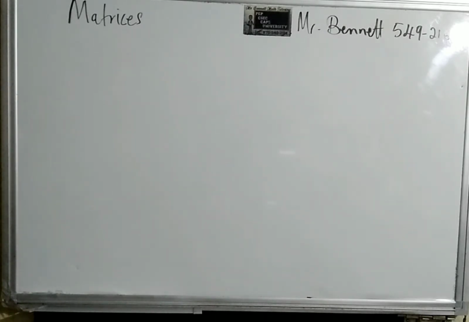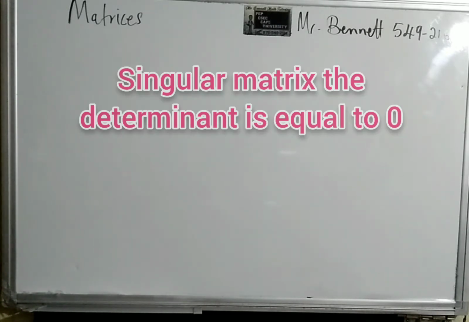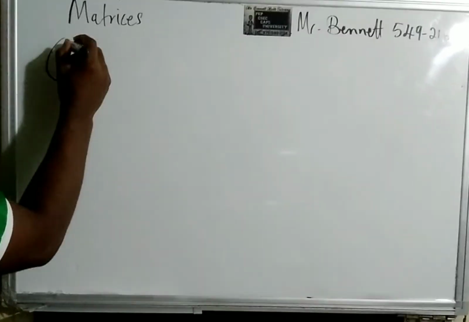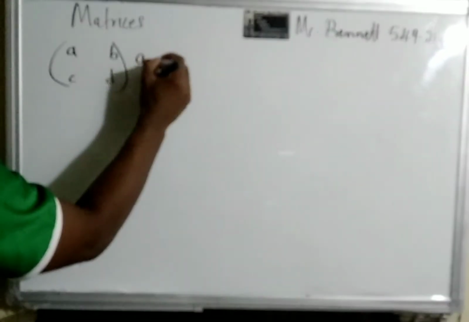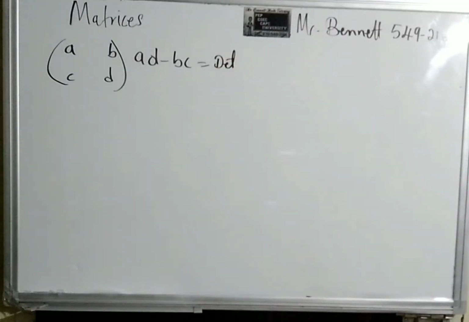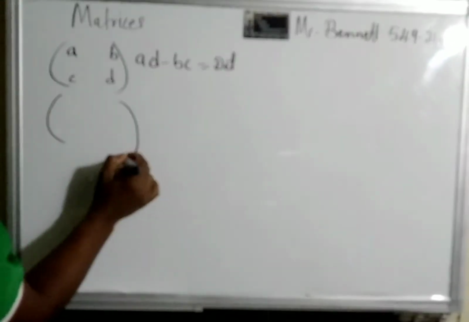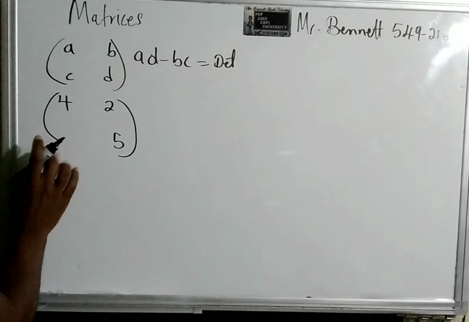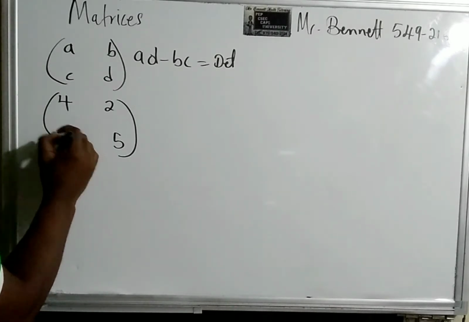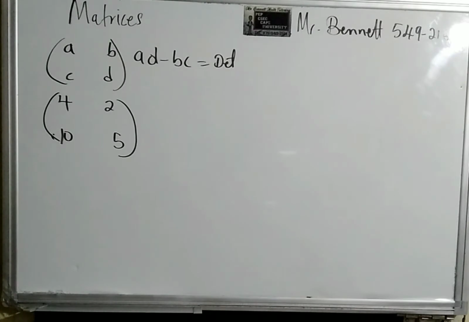So far we have been looking at non-singular matrices, where the determinant is not 0. What if the determinant is 0? What is that special case called? Remember, it's in this form A, B, C, D. So AD minus BC is equal to the determinant, right? Now we're going to look at a case where, let's just say, we were given this, and we were asked to find the determinant.